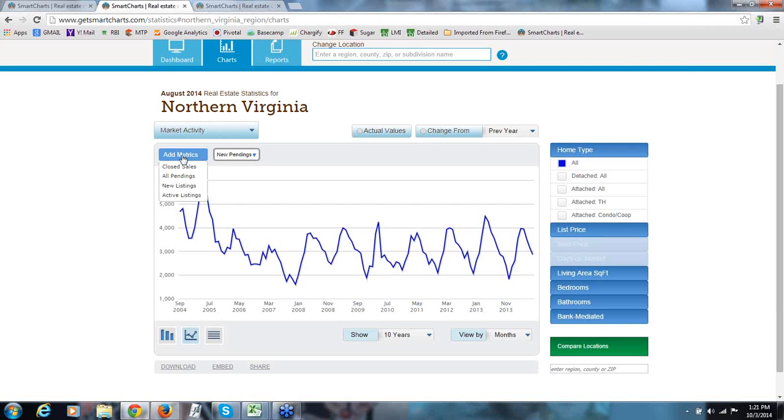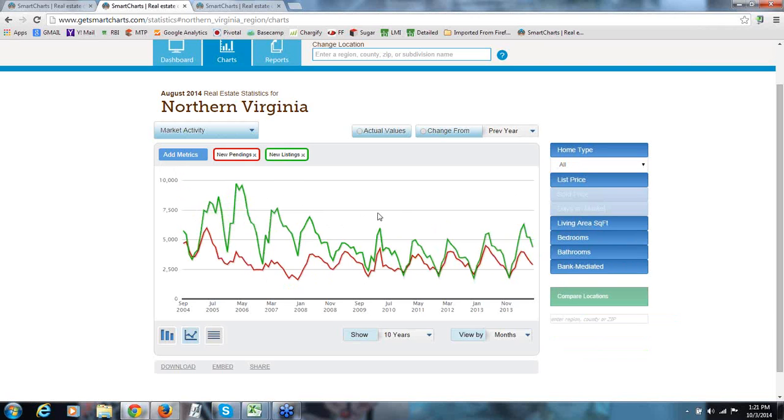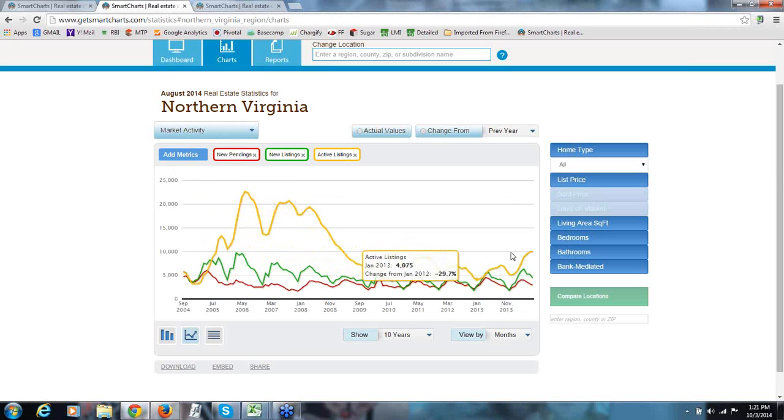But we can compare how new pendings compare with new listings. So we can see when new listing activity picks up, it generally gets out in front of when contract activity starts to hit, a month or two earlier. Like in January 2014, we started seeing new listings really pick up. And that's been the trend in the DC metro area of late: new listings are exceeding last year's numbers while sales aren't necessarily keeping up with last year's pace. And that's why we see active listings finally start to pick up.